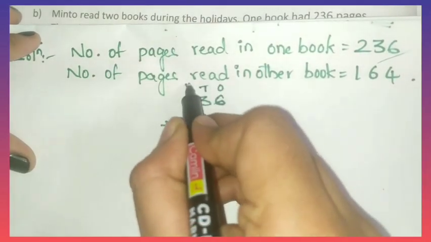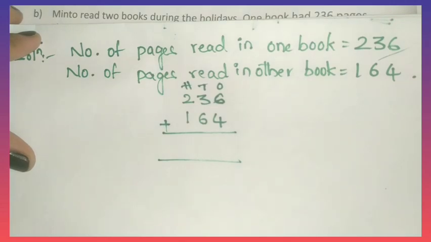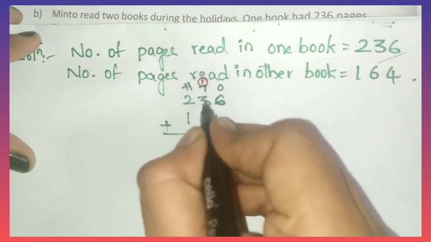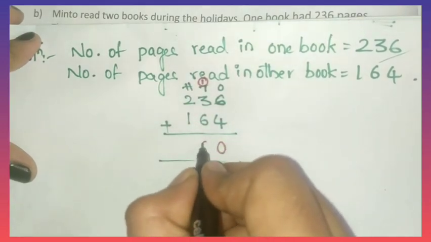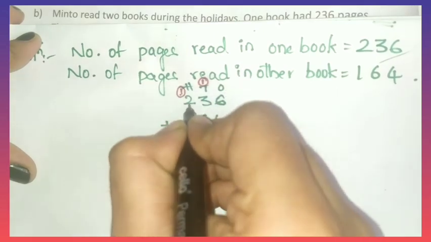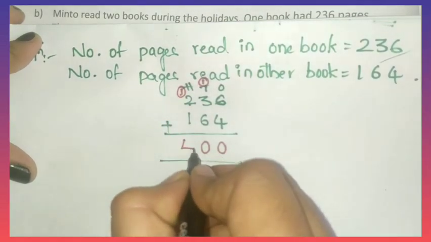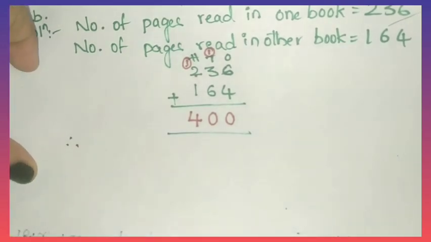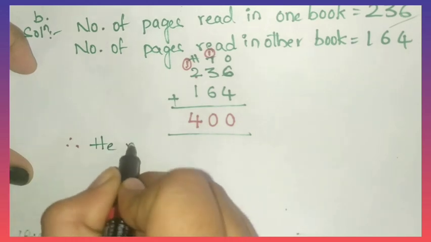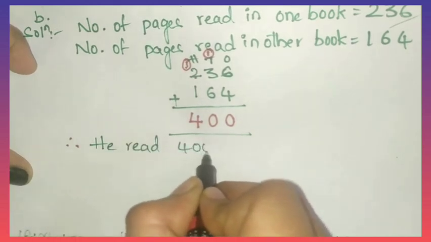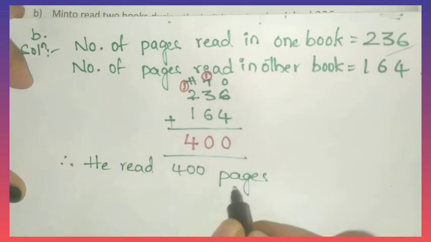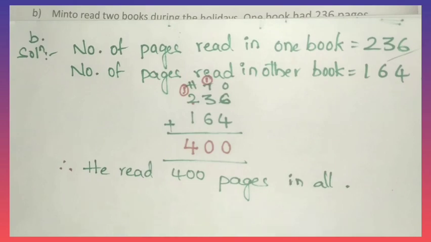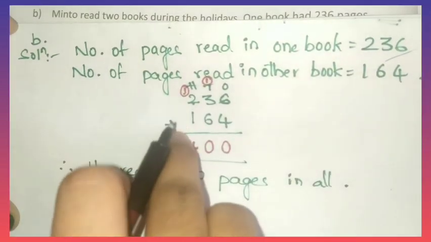Ones, tens, hundreds. Look, 6 plus 4, 10. So 0 here, 1 taken as carry. 1 plus 3, 4. 4 plus 6, 10. 0 here, 1 taken as carry. 1 plus 2, 3. 3 plus 1, 4. Therefore, he read 400 pages in all. Okay. This you can write outside of the line or here also.